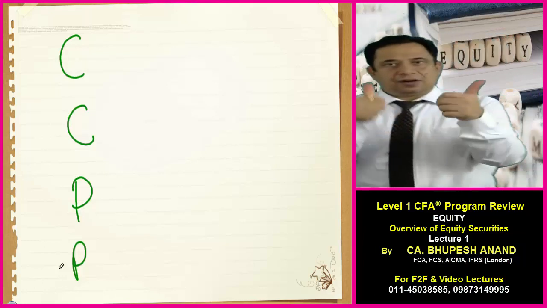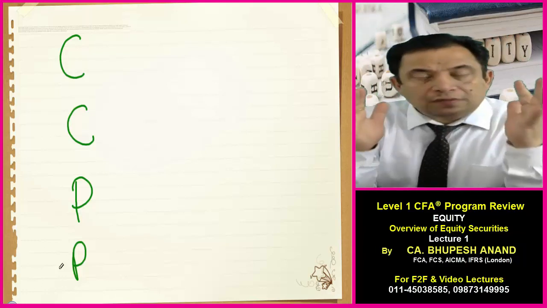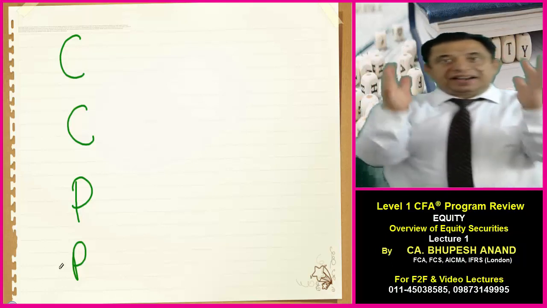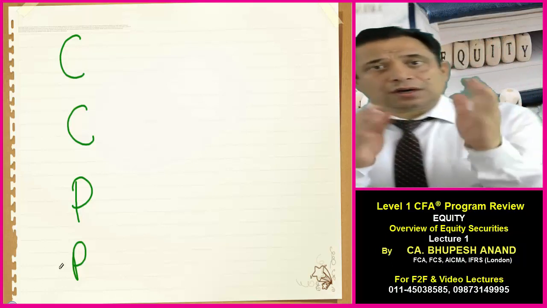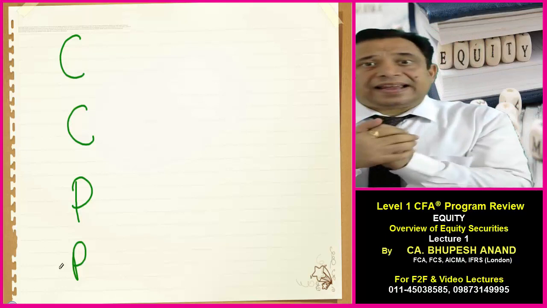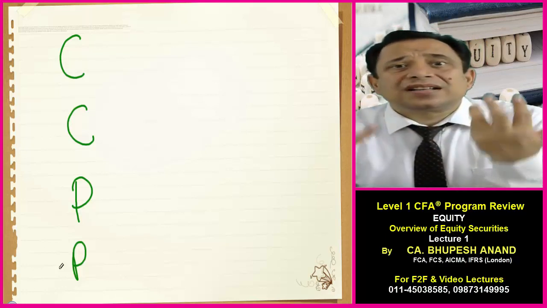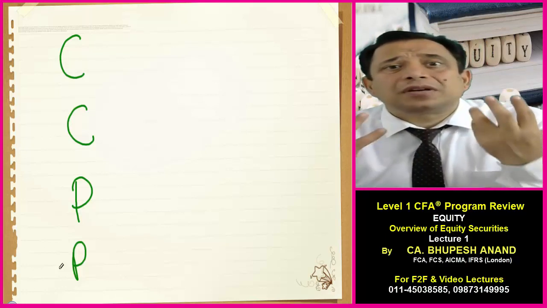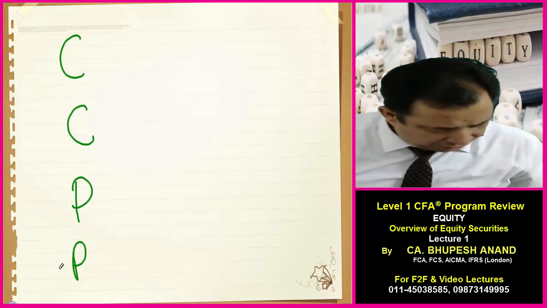So like this, I have covered LOS A. We are doing an overview of equity securities as a reading, and within it we have discussed learning outcome A: what the characteristics, features and different types of equity securities are. Hope you have enjoyed the lecture.